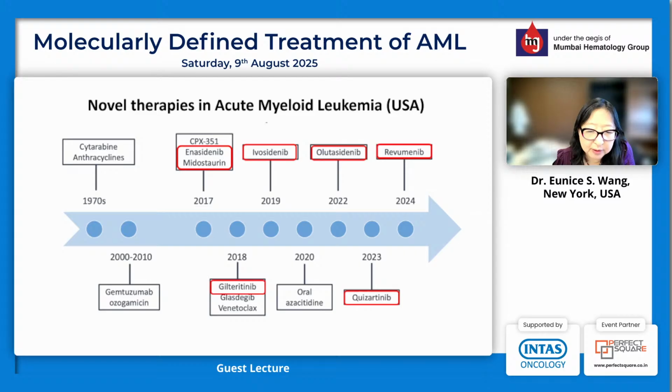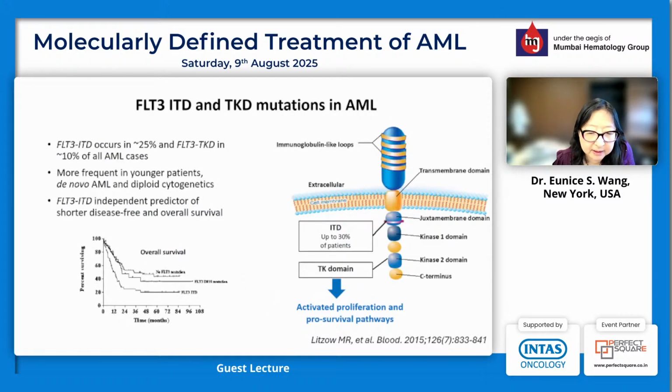So now turning to the therapeutic implications of these, I'd like to talk a little bit about each of these targets, molecular targets that we now have in acute myeloid leukemia, and demonstrate the increasing amount of data and how we are treating patients based on these molecular aberrations.